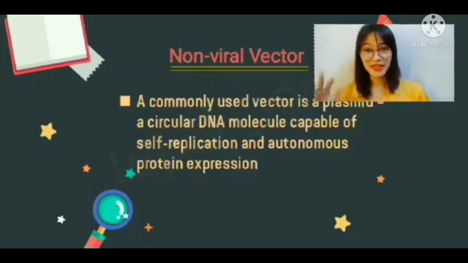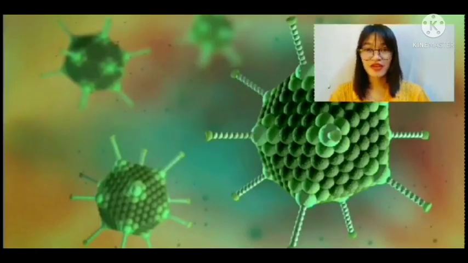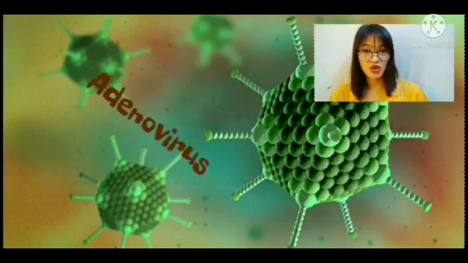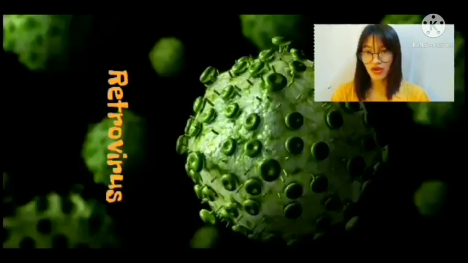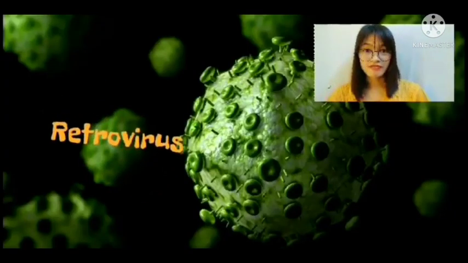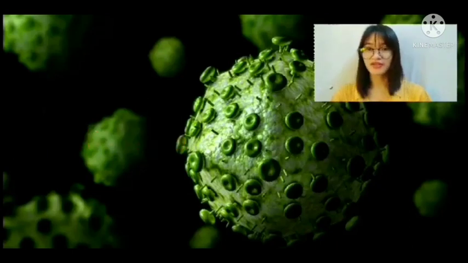So the second one is the non-viral delivery. A commonly used vector is a plasmid, a circular DNA molecule capable of self-replication and autonomous protein expression. So viruses can have either a DNA genome, like the adenovirus, or an RNA genome, like the retrovirus.